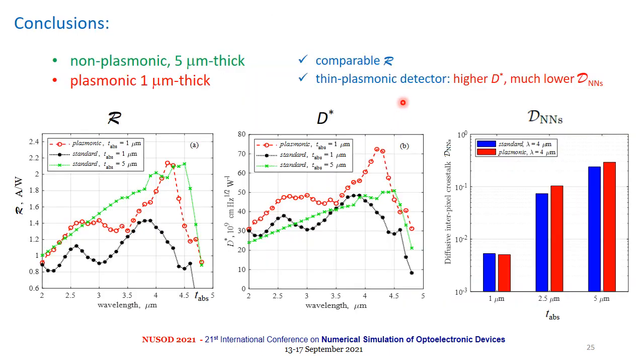And just to conclude, I collected here the 3 plots that summarize the simulation results. To put it in a nutshell, we showed a way to obtain much thinner detectors than usual by adopting plasmonic nanostructures on the detector illuminated face. This allows for a consistent reduction of the diffusive crosstalk and higher detectivity, without sacrificing responsivity.